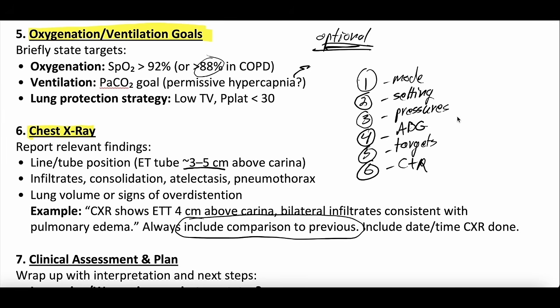They are currently achieving their targets for ventilation, in a setting of permissive hypercapnia, as well as oxygenation. Most recent chest x-ray was from 24 hours ago. The endotracheal tube was 3 centimeters above the carina. It did demonstrate improving bilateral infiltrates that we thought was pulmonary edema as compared to the chest x-ray done preceding that. All right. Hopefully we didn't miss any parts of that when we were saying it out loud. We didn't prep these ahead of time, so we're doing them in real time.